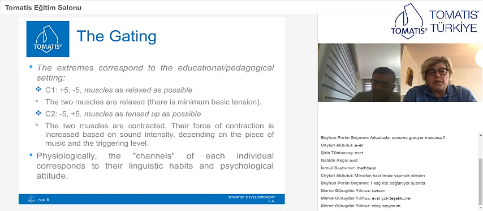And the two muscles are contracted, and their force of contraction is increased based on sound intensity, depending on the piece of music and the triggering level.